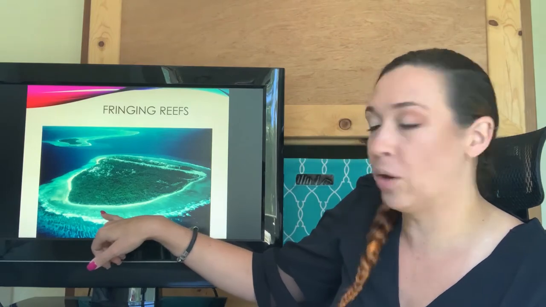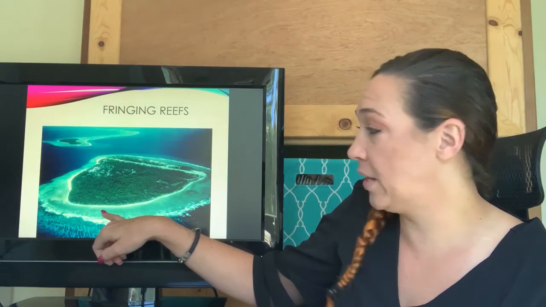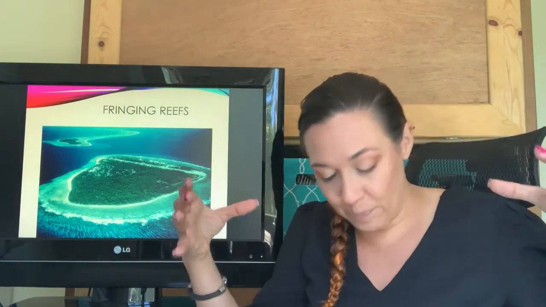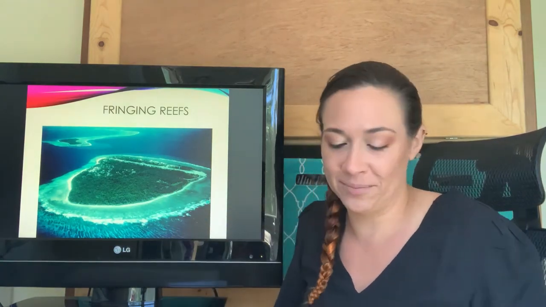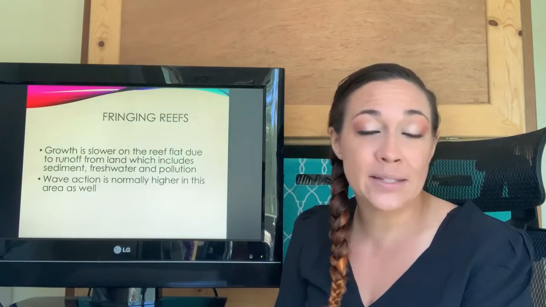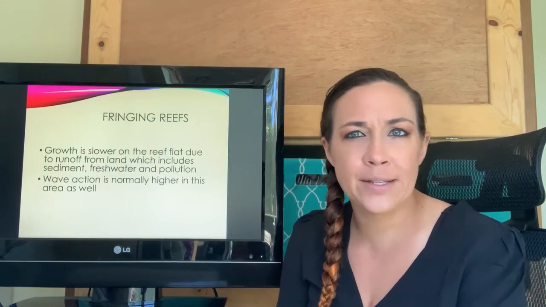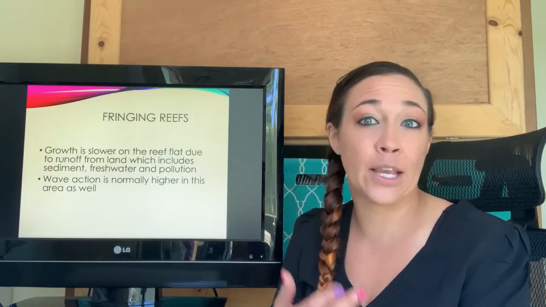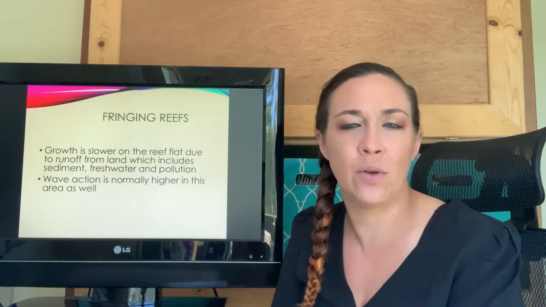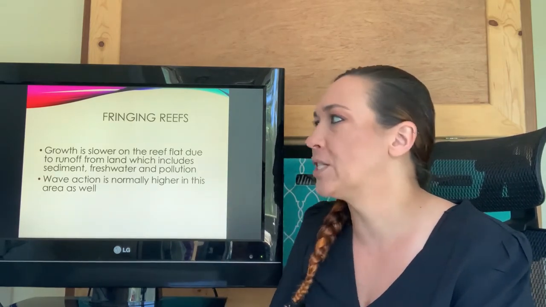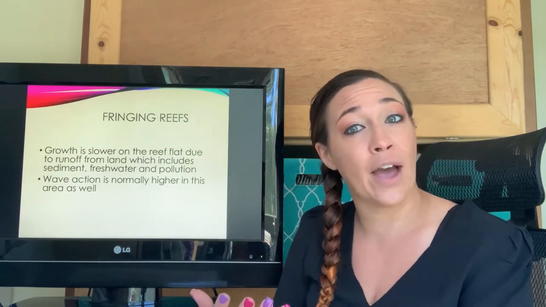It was probably a very small coral reef in the beginning that started way on the inside here, and then it's going to work its way out and out and build bigger and bigger as years go on. Now, because this is attached to land, the growth isn't as fast as some of the other coral reefs. You have things like runoff, sediments, maybe pollutants coming off of the land. So your growth is going to be a little bit slower than it would normally be, and you also have wave action, right?